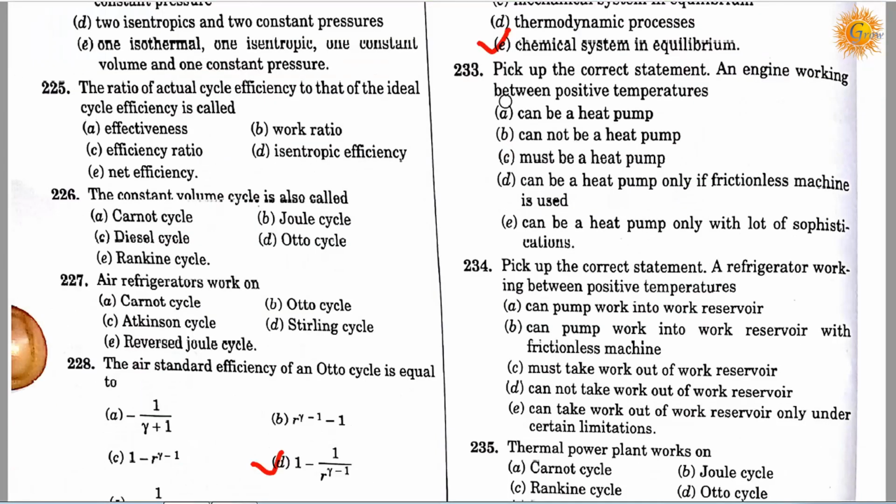Question number 233. Pick up the correct statement. An engine working between positive temperatures: option A, can be a heat pump; option B, cannot be a heat pump; option C, must be a heat pump; option D, can be a heat pump only if a frictionless machine is used; option E, can be a heat pump only with a lot of sophistications. So the correct answer is B, cannot be a heat pump.